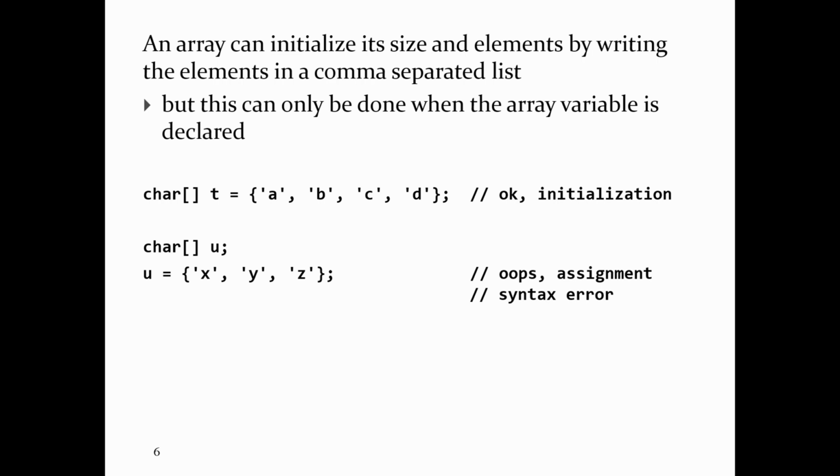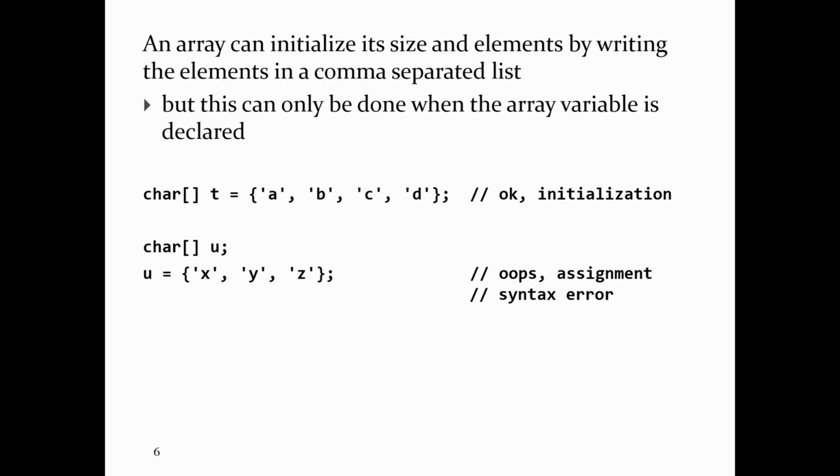Okay, so if you know the values that you want to put into your array, you can initialize the array by writing the braces and then a comma-separated list of the elements. So that's called initialization. You declare the variable, equals, and then braces, and then the sequence of elements that you want to put in the array.